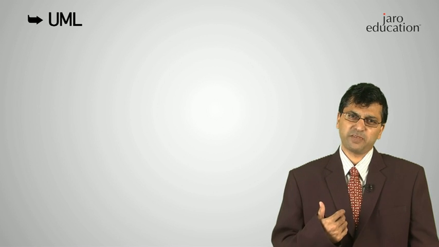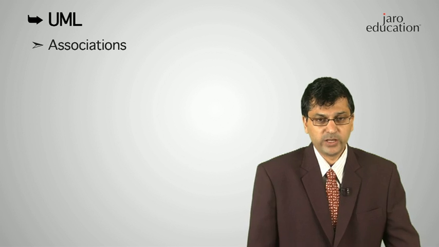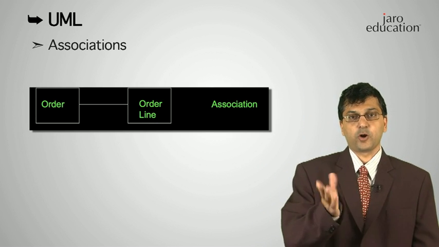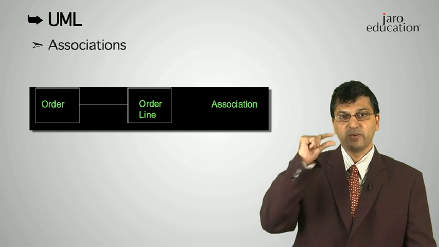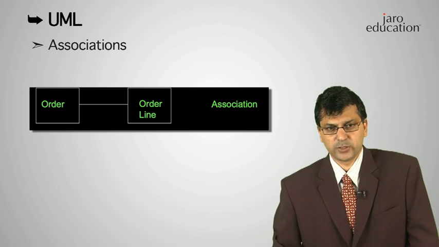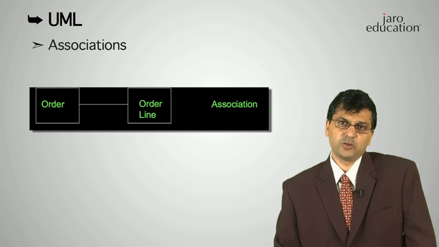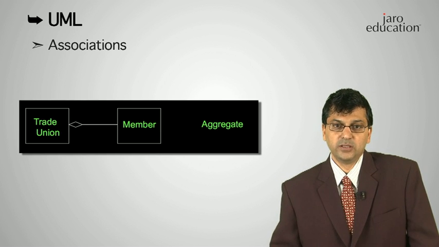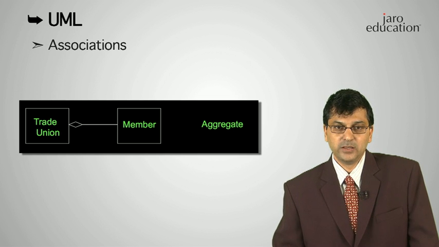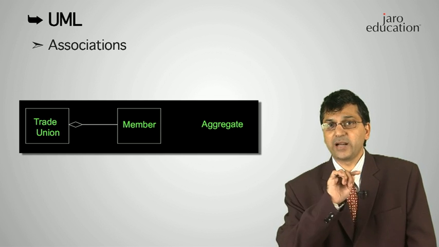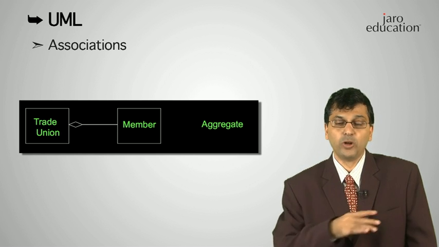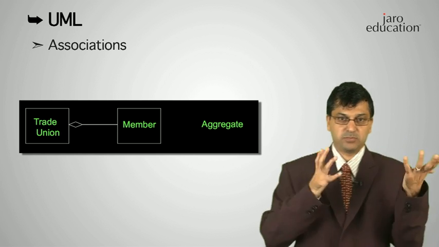You can also specify associations between various classes and objects. For example, order and order line. Order line basically one order item. So that's how it's a simple association. There can be what is known as an aggregation. A member is part of a trade union. Okay, it is indicated by a solid line and an empty diamond pointing towards the whole. It's basically a whole part structure.